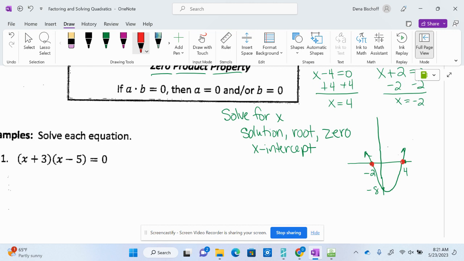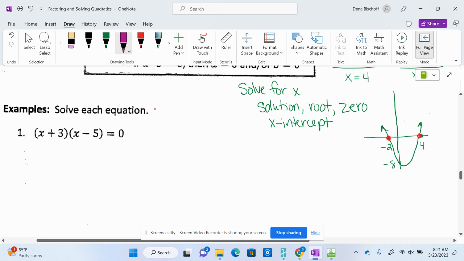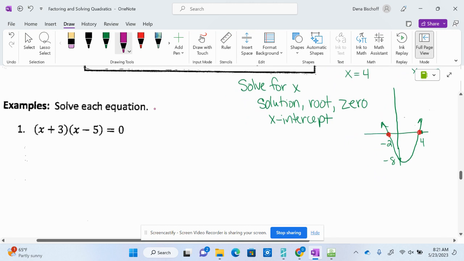So we're going to take that idea of factoring, and now we're going to set it equal to 0, and we're going to solve. Because we know that when y is 0, this is no different than the equation x plus 3 times x minus 5 equals y. What we did is we replaced the y with a 0, because when y equals 0, that's where we cross the x-axis. So that's what this whole idea is. And we spent a lot of time on solving. So we're going to take each one of these factors right here, and we're going to solve it and try and sketch a graph. We're just going to make a sketch.